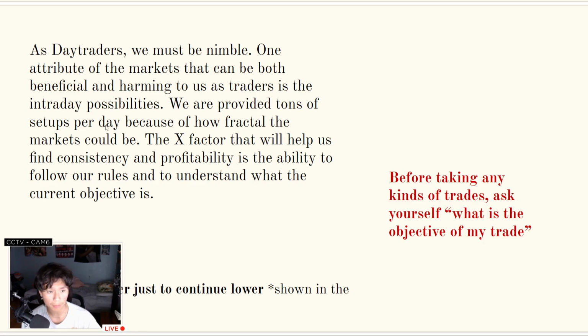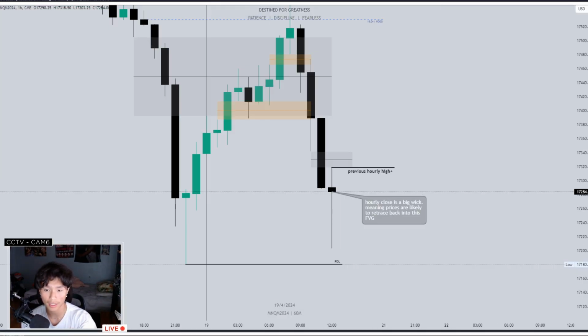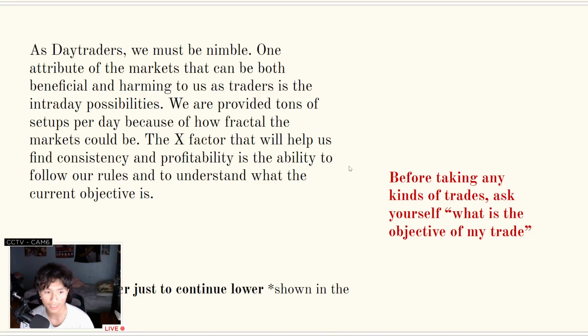We are provided tons of setups per day because of how fractal the markets can be. However, 90% of traders still lose even though we have tons of setups. The X factor that will help us find consistency and profitability is the ability to follow our rules and to understand what the current objective of price is. Like I said, in this example here, I know that we're probably only going to retrace because the overall higher time frame narrative is that we're going to go lower, but on the lower time frames we are provided a setup to go higher just to go lower, if that makes sense. We are provided a setup to go higher to go lower. Now let that resonate with you there.